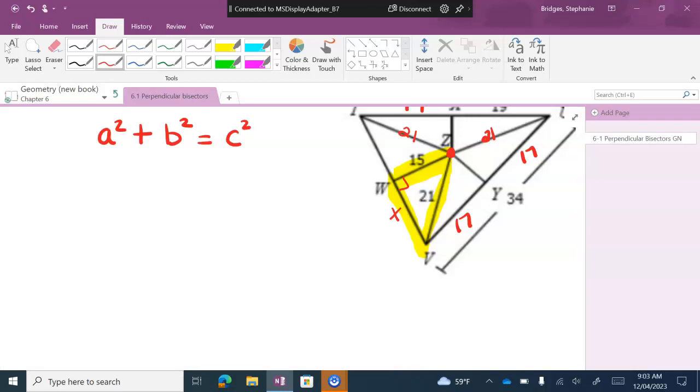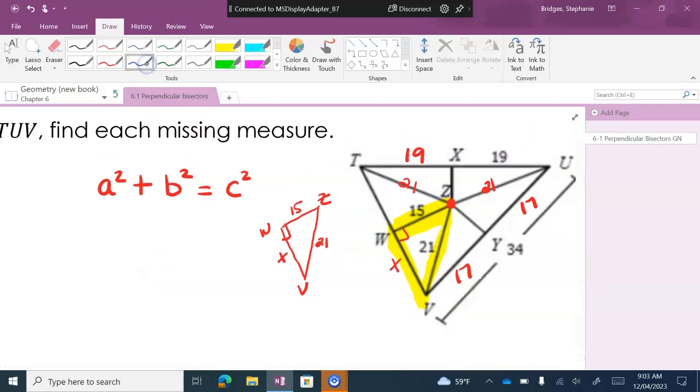So what I'm going to do is draw this triangle outside of my picture just so I have less to look at. This is W. This is Z. This is V. I know that WZ is 15. I know that ZV is 21, and what I'm looking for is WV. I'm not saying you have to draw that triangle separately, but sometimes I feel like having less to look at is easier. So let me ask you this. In my a squared plus b squared equals c squared, which one of those is supposed to be my hypotenuse, A, B, or C?